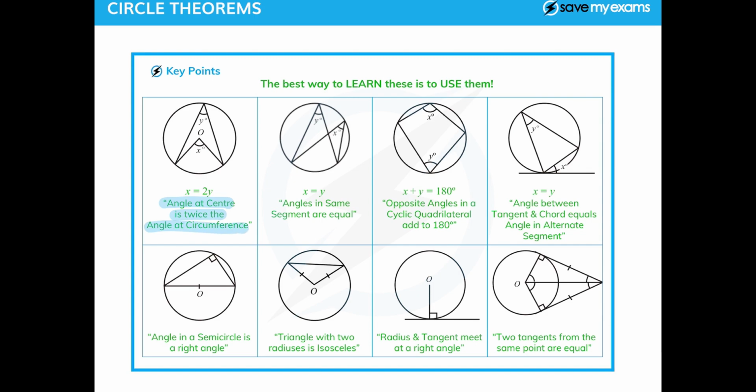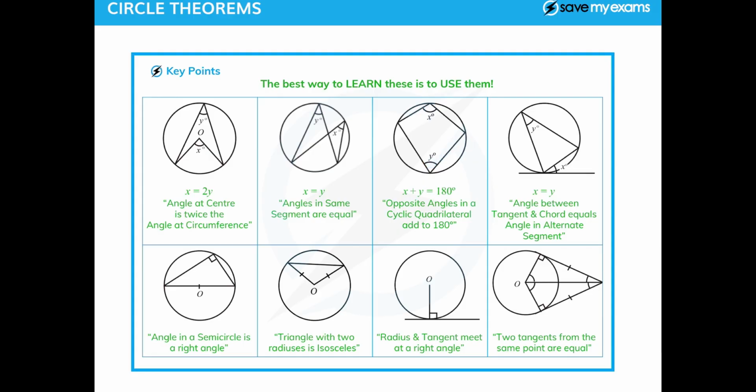Angle at the centre is twice the angle at the circumference, x is twice y, and so on and so forth. Angles in the same segment are equal. Well, what's a segment? If I join those 2 points, the segment is the thing above the line, and in fact the little one below the line, and any angle I draw in that segment are equal, so x equals y. If we have a cyclic quadrilateral, then the opposite angles there add up to 180.